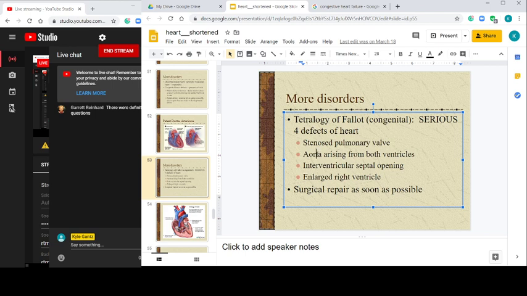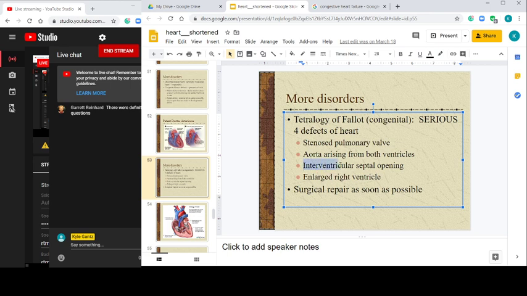However, if we have an aorta that arises from both ventricles, that's a problem, right? Because now the right ventricle has two issues with it. The right ventricle has this tiny little pulmonary valve, a small opening to go to the pulmonary trunk, but now also we have an aortic opening in the ventricle, which is going to push, when that ventricle squeezes, blood into the aorta from both the right and the left ventricle. All right, so that's a problem.